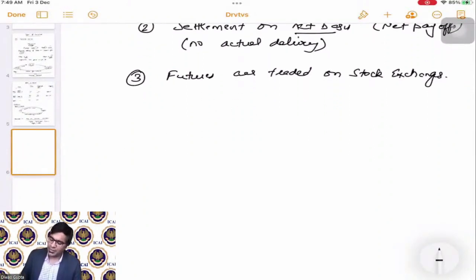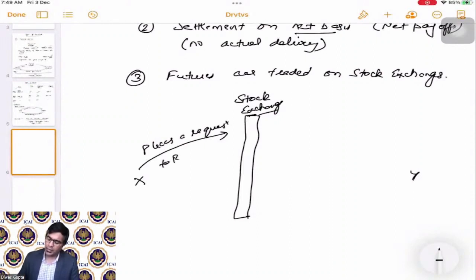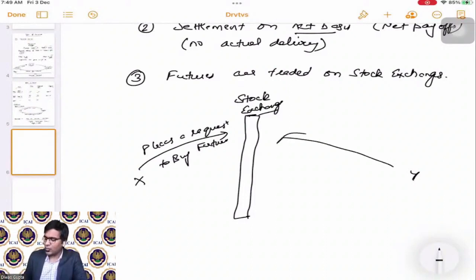Now let us see an example first. So for example, this is a stock exchange. Now here is X and here is Y. So X places a request to buy futures. I hope you understand what you mean by buying and selling here. I'll just take you through what is the exact meaning there. And here Y will place a request to sell.